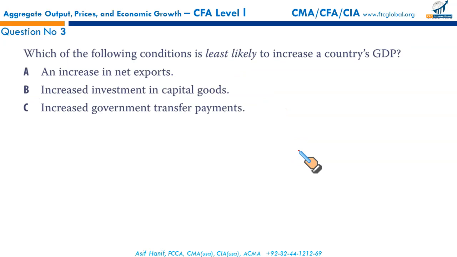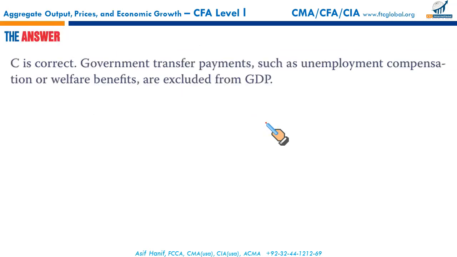C. Next, which of the following conditions is least likely to increase a country's GDP? An increase in net exports, it will increase. Increased investments in capital goods, which in turn will produce more output, it will. But increased government transfer payments, we know government transfer payments such as jobseeker's allowance or unemployment compensation or welfare benefits are excluded from GDP. Hence, this is least likely to increase a country's GDP. Next, C is the right answer.